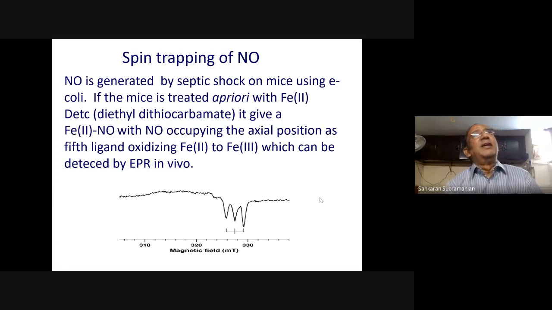And one can actually calculate the quantity of nitric oxide that is produced as a result of biological shock that happens in the animal. And there are a large number of spin trapping agents available for nitric oxide and also for other radicals which are generated by ultraviolet or other reactions, antioxidants and oxidative stress, etc. One can now work on a large number of in vivo systems looking at free radical generation during cardiac ischemia, etc.